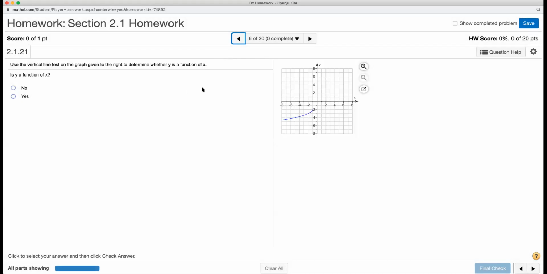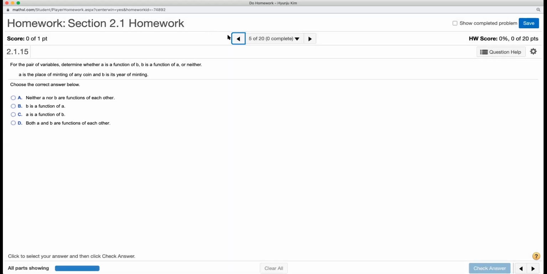Then use the vertical line test on the graph given to the right to determine whether y is a function of x. Is y a function of x? The answer is yes. This is a function because we just draw the vertical line. The vertical line passes across the graph of the function just one time, only once. So now, the next one. I think it's done.